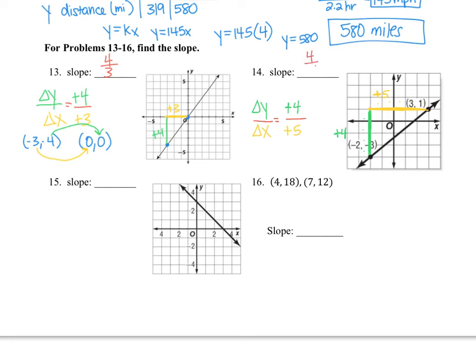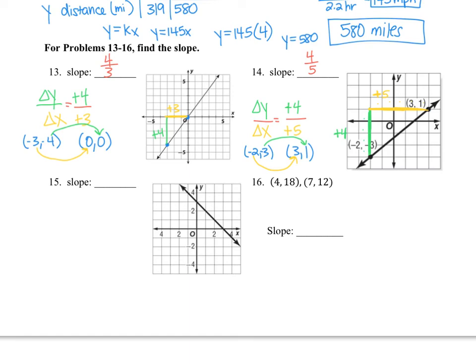And again, just leave it like that. Don't change it to the decimal, which is 0.8. You don't need to do that. Just leave it as 4 over 5. Again, we can pull off those points and do the exact same thing. So -2, -3, and 3, 1. How do you get from -3 to positive 1? That would be adding 4. And then how would you get from -2 to 3? That would be adding 5.